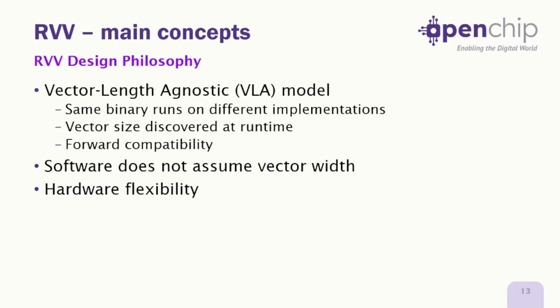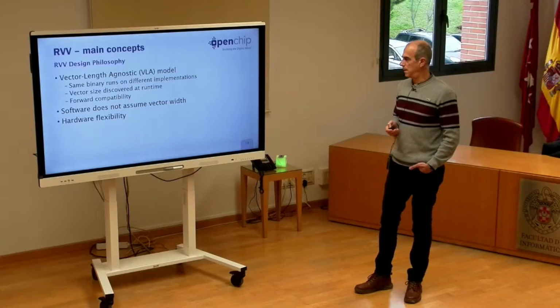Just focus on the real beauty of this kind of architecture, which is the vector length agnostic. You could write your code and have it run on different implementations, on different hardware. If your hardware is more powerful, it runs faster. If it is less powerful, it runs slower, but in any case, the same code will work for both.